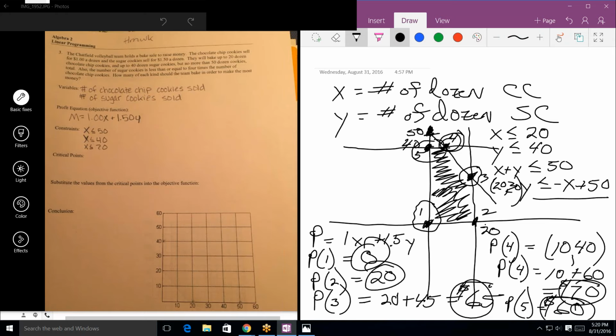Substitute the values from the critical points into the objective function. And that's what we did on the bottom half of my page over here. We substituted each critical point into that profit function and came out with what our profit would be if we pick one of those critical points. Conclusion. So what's the conclusion? The conclusion would be the maximum profit of cookies sold would be 70.